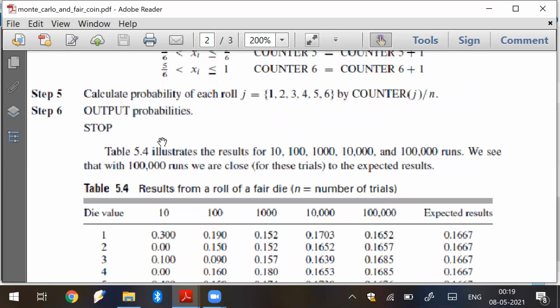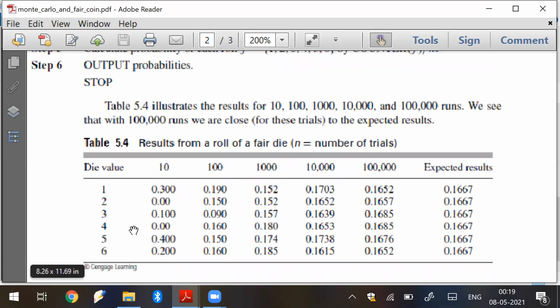Similarly, this type of table is given for the experiment performed once, the simulation trial, where the dice value is 1 2 3 4 5 6 and the number of repetitions you are taking is 10, 100, 1,000, 10,000 and then 1 lakh, and the expected result is like this, 0.1667. When we throw a fair die, the probability of any face occurring is 1/6. See, for the first trials they deviate much from the 1/6 result. If you increase the trials, the deviation is lesser.